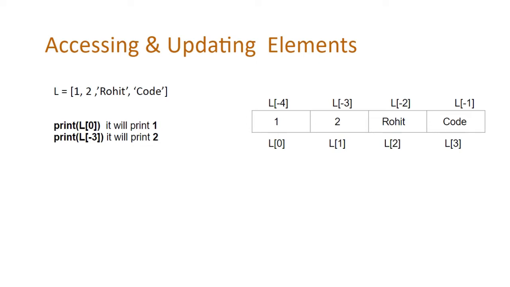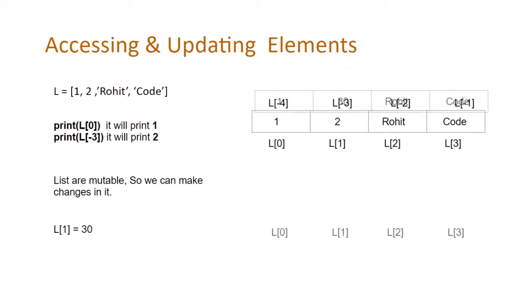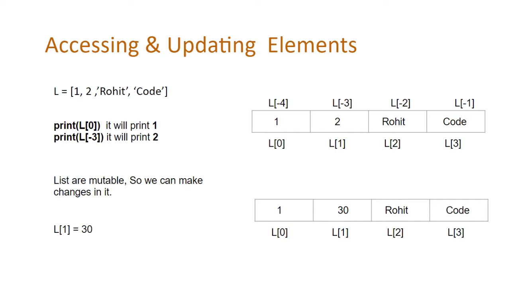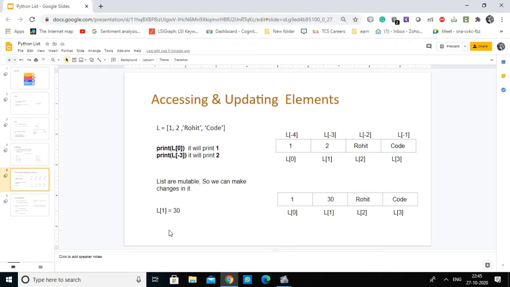As we discussed in the previous slide, lists are mutable, so we can make changes in them. To understand this, let us see one example. Here it is written L of index 1 equals to 30. It will simply change L[1] to 30. Here you can see L[1] was equal to 2, and now we will change it to 30. In this example you can see it has been changed. Let us take all this to our IDLE and go with some practicals.